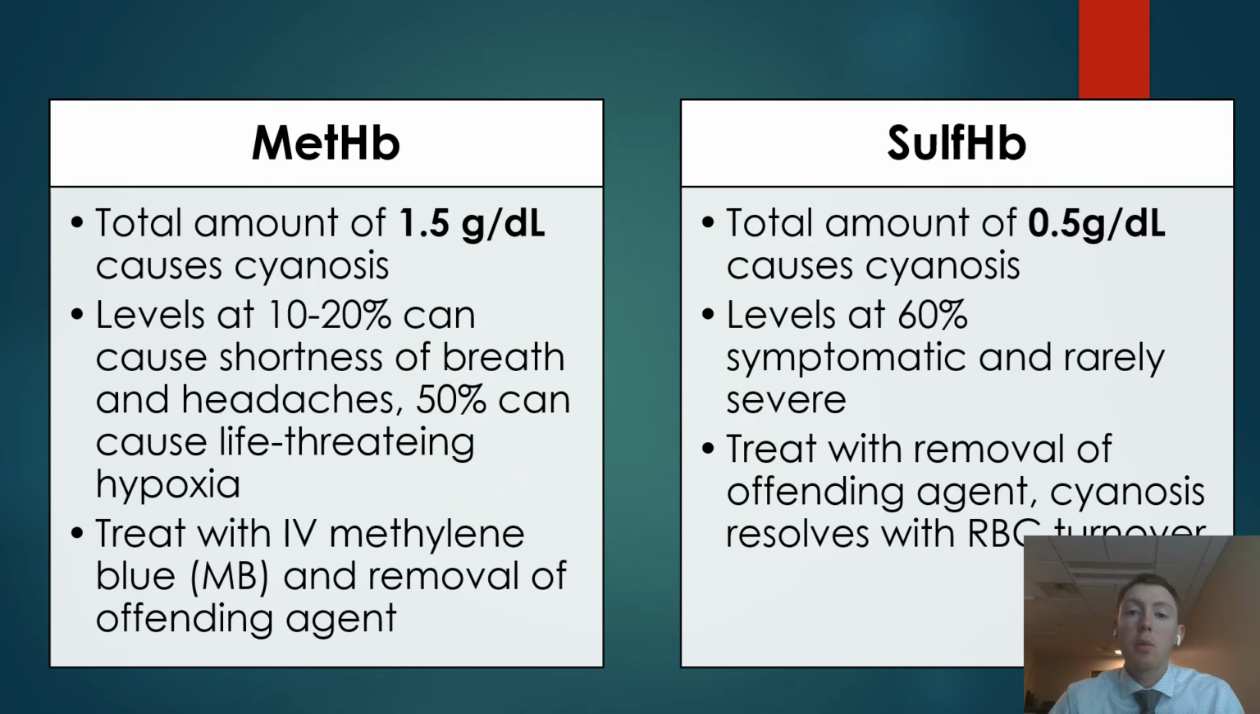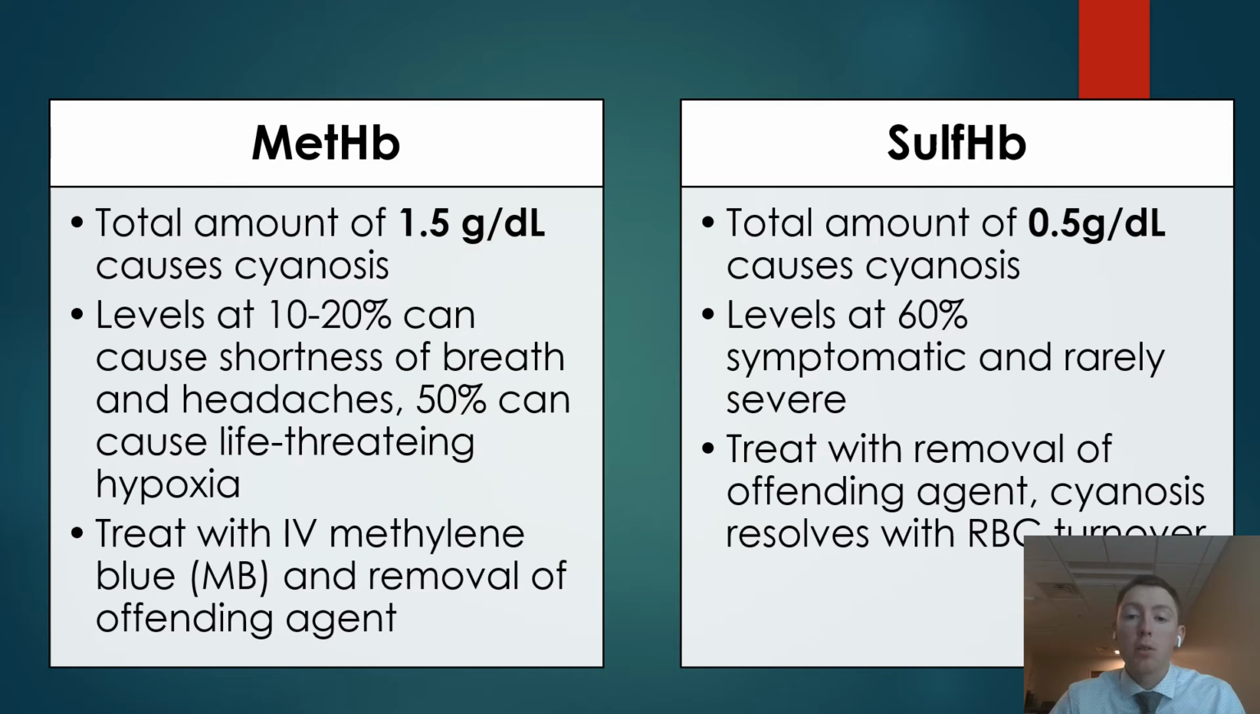So I've talked a little bit about the formation of these two entities, and now I'd like to discuss how these entities present clinically. This chart shows a breakdown of the two disorders. Particularly notable is that far less sulfhemoglobin causes cyanosis compared to methemoglobin. Additionally, while methemoglobinemia is symptomatic at low levels and can progress to a life-threatening condition, sulfhemoglobin requires high levels to become symptomatic and is rarely life-threatening.